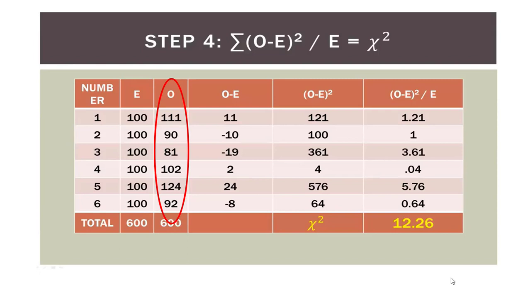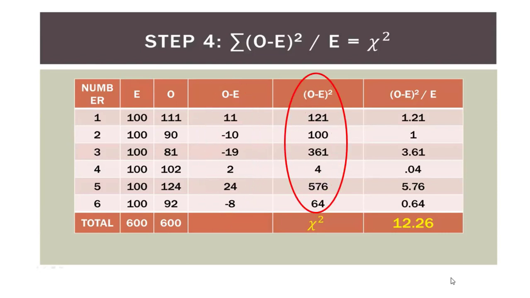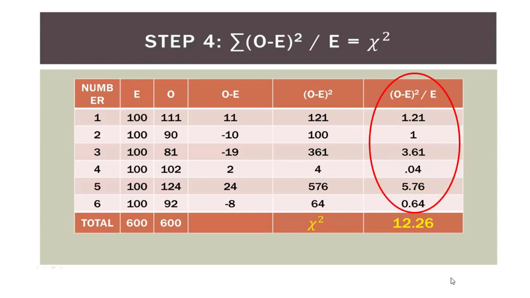Now, to calculate chi-square, the first thing that we do then is we take the observed value and we subtract the expected value, and that's what you have in the column here. Now, once we get that value, we square that value. Okay, so there we have the squared values for the previous column, and then once we get the square, then we divide that by the expected value.